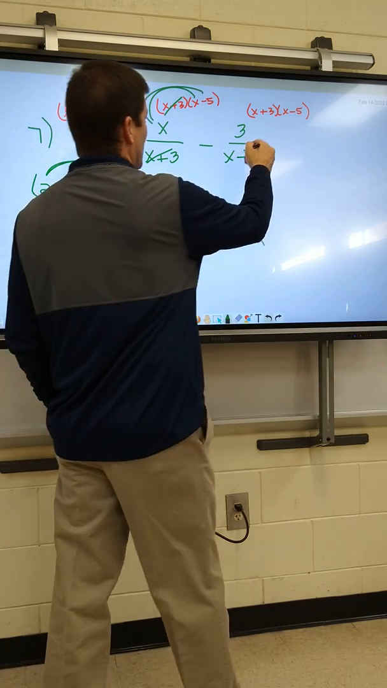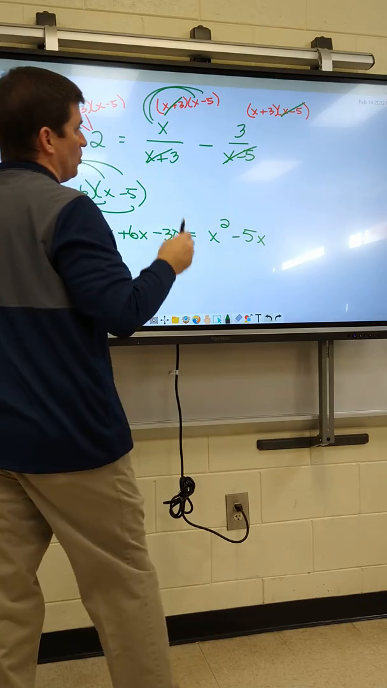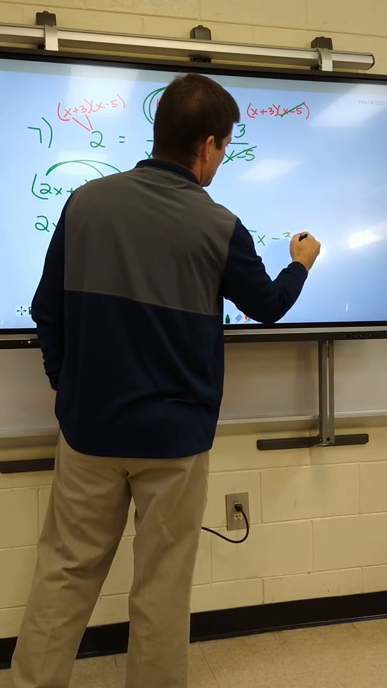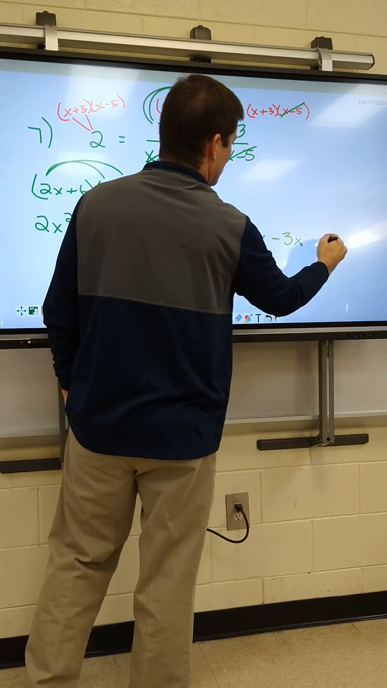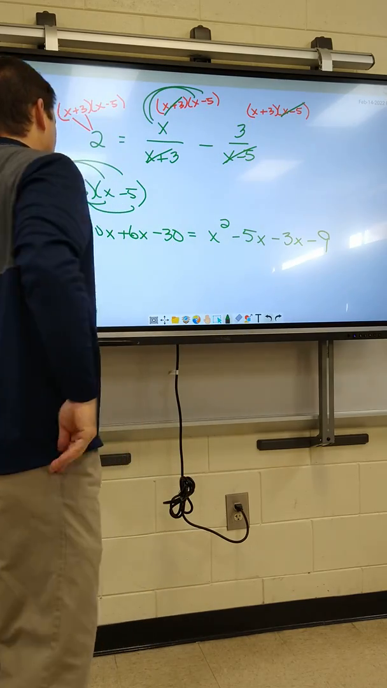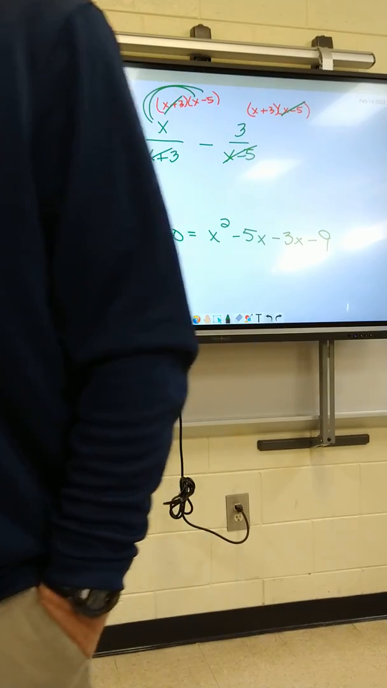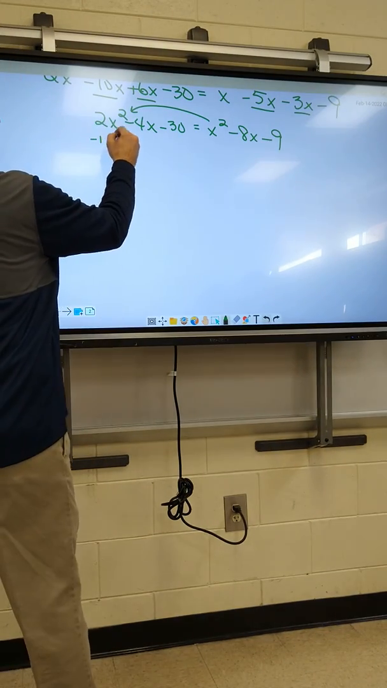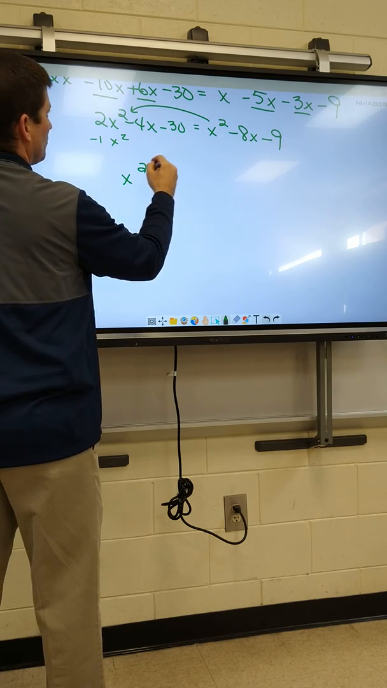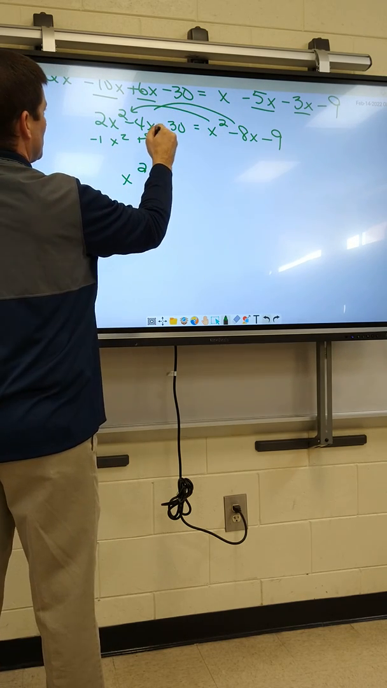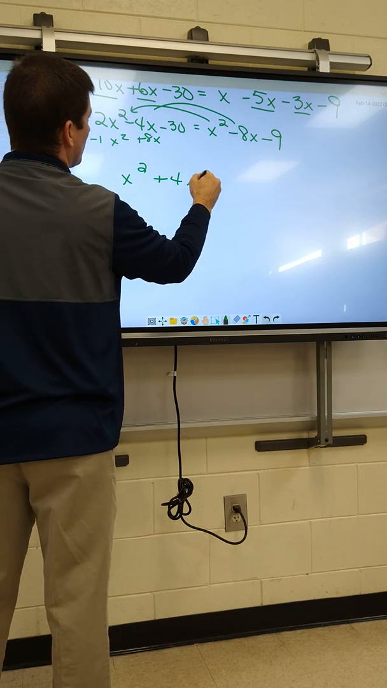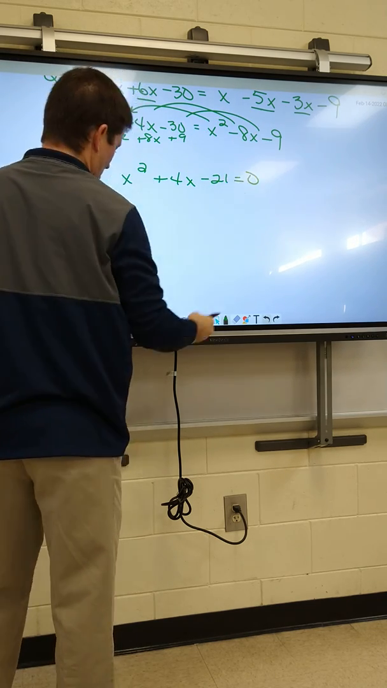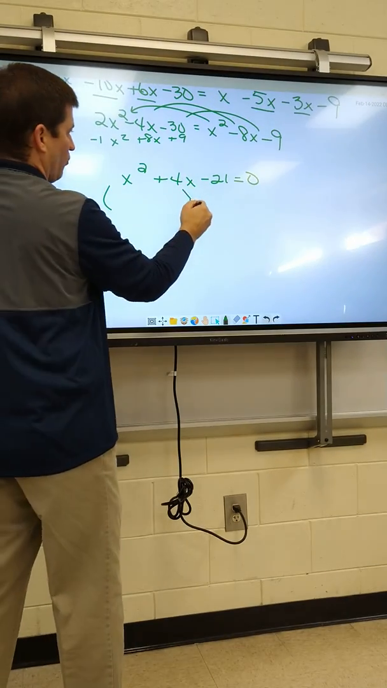All right, last fraction, I can cross out the x minus 5's. Don't forget when you distribute on this one, it's negative 3 times x, and it's negative 3 times 3. All right, so add up like terms, move everything to the left side. I got x squared on the left, make it plus 8, that gives me plus 4, plus 9 gives me minus 21.